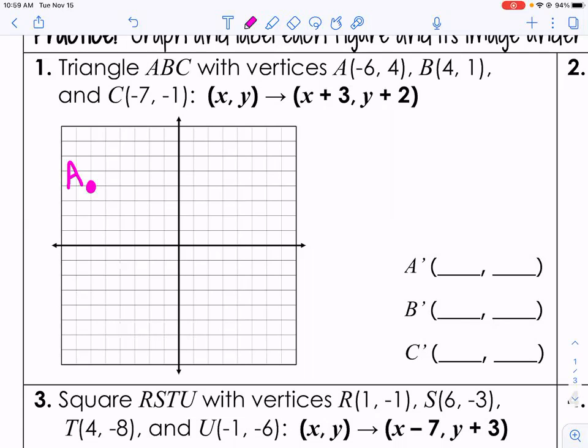All right, our next coordinate is 4, 1. Positive 4, positive 1. So we need to go right 4 and up 1 to get to B. And then coordinate C is negative 7, negative 1. So let's go 1, 2, 3, 4, 5, 6, 7 to the left and down 1. And this is our triangle.